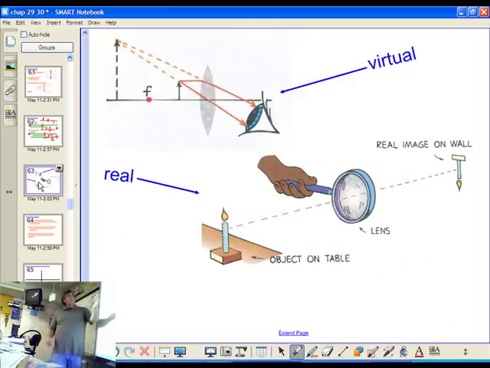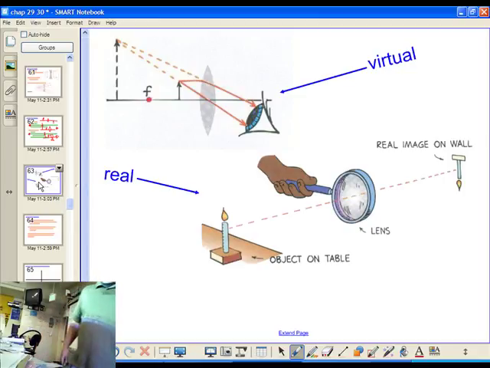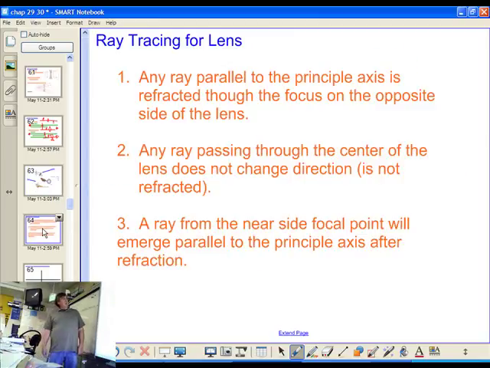Now, virtual image. Here's our object, here's our image, real image. And this is what you guys did last time. Our object, our image on the other side, like that. And so we also do ray tracing with lenses. And the rules are very similar. But keep in mind that what was the near side focus with mirrors is now the far side. It's kind of like we're reversing how we draw the lines. And actually, in some ways it's a little easier.